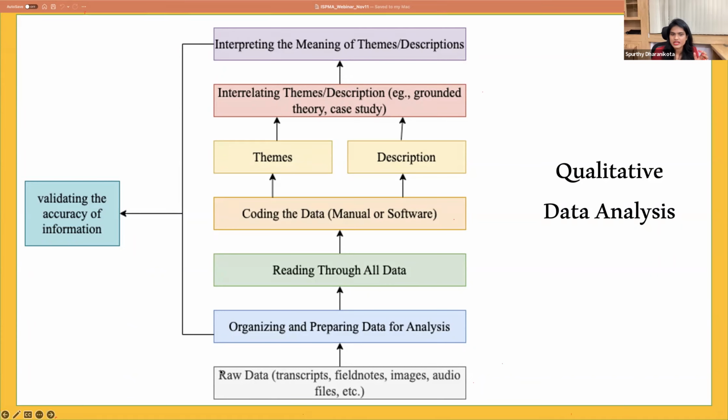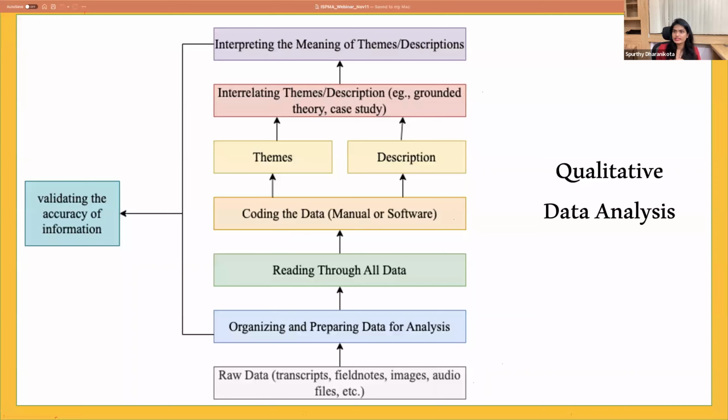Every researcher starts with raw data and then goes on to organize and prepare data for analysis. In the first step of data analysis, the researcher reads through all the data. There could be multiple researchers, 3 or 4, depending on the data volume. And once you read through all the data, that's when you code the data. So it's called coding. It's not statistical analysis for qualitative. It's called coding the data. And here you can either use any manual method of doing it or any software. Like I said, NVivo and Dedoose could be great software to help you code your qualitative data.